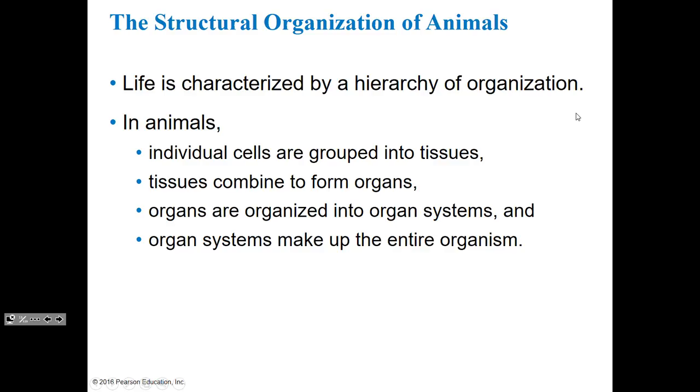And then organs are organized into organ systems. An example might be a cardiac cell. A heart muscle cell combines together to make cardiac muscle tissue, which can make an organ. Then organs are organized into organ systems. So along with the heart, you're going to have the blood vessels and everything that goes along with being able to pump blood around your body. And then organ systems make up the entire organism. So all of our organ systems, what we're going to go over in this class, like digestion, cardio, respiratory system, all of those things form together to make a human being.